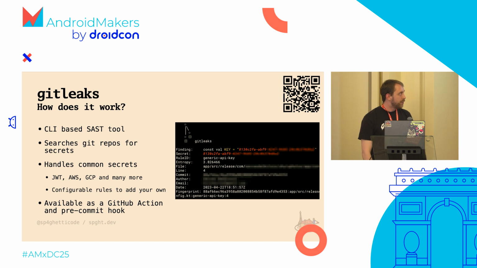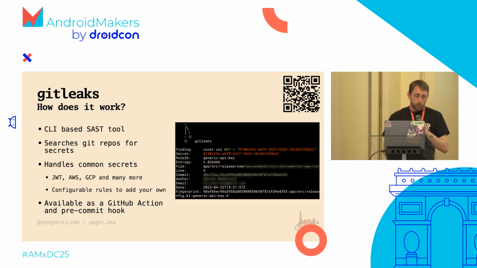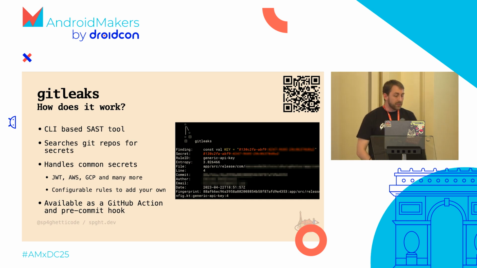It handles many common secrets and different secret types, things like hard-coded JWT tokens, AWS keys, Google Cloud keys, etc. And the good thing is, it's completely configurable. So if it doesn't have the key type that you want, you can add it. What's really nice about GitLeaks is it also comes as a GitHub action and a pre-commit hook. So it's something that you can integrate into most projects, not even just Android projects. This can be any project whatsoever. It's robust enough to be used across practically anything.